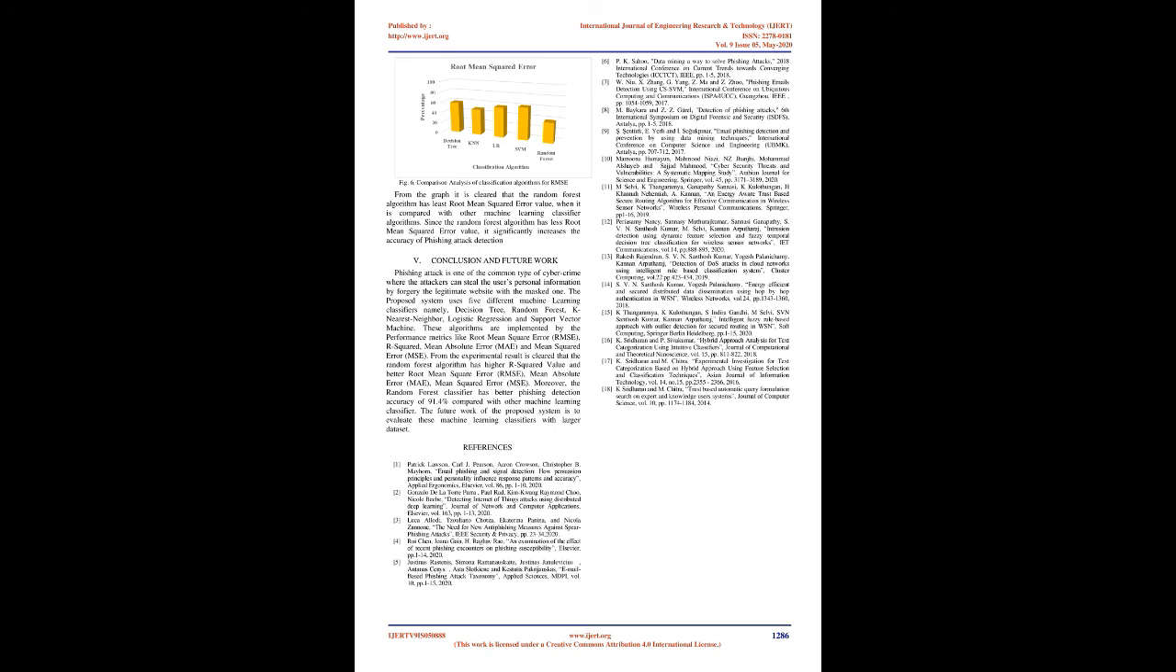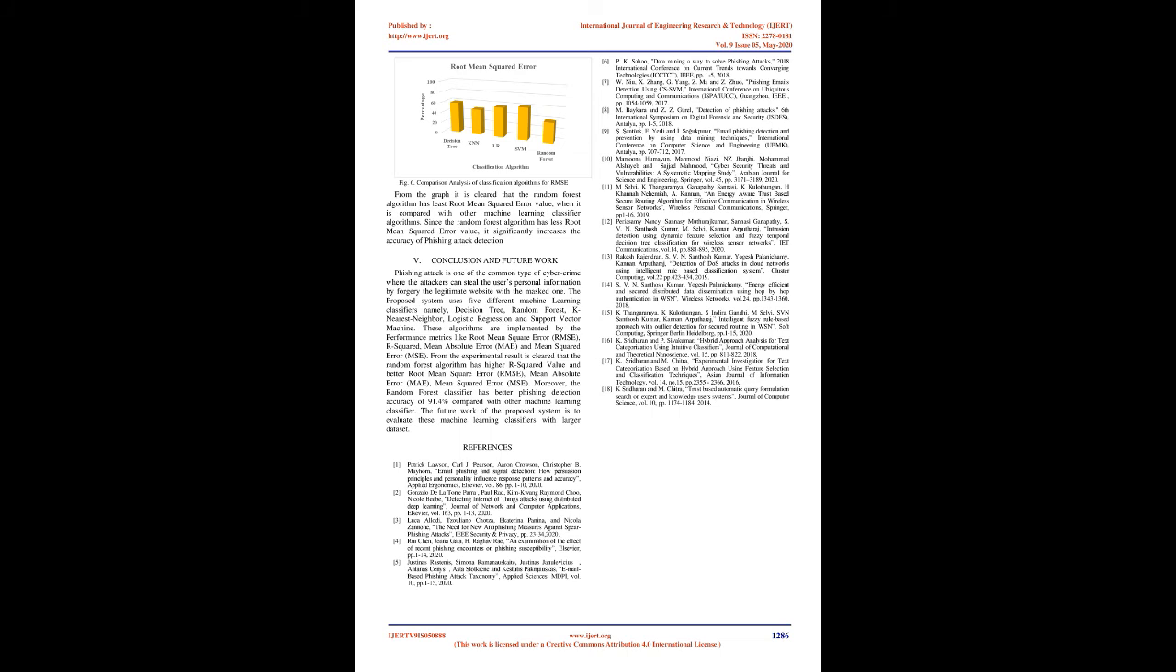Fig 4 gives the R-squared value for the four different machine learning classification algorithms. Fig 4. Comparison analysis of classification algorithms for R-squared. From the graph it is clear that the random forest algorithm has a higher R-squared value when compared with other machine learning classifier algorithms. Since the random forest algorithm has a higher R-squared value, it significantly increases the accuracy of phishing attack detection.